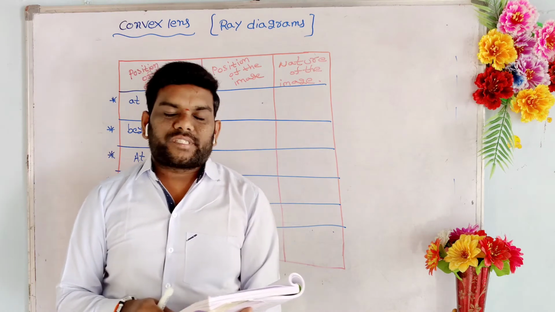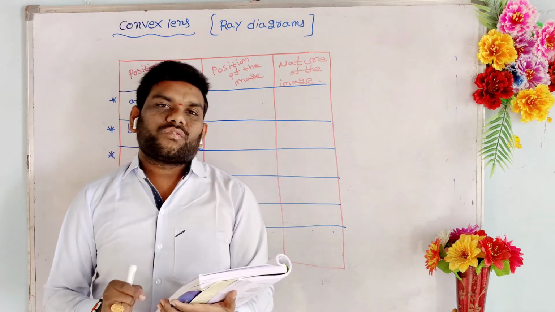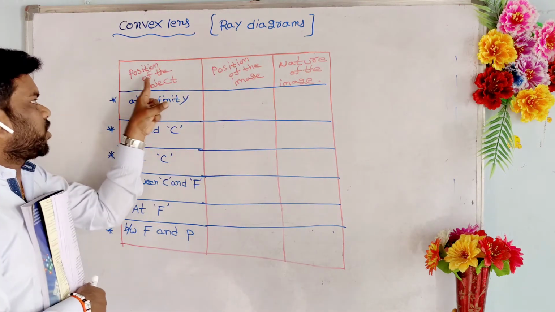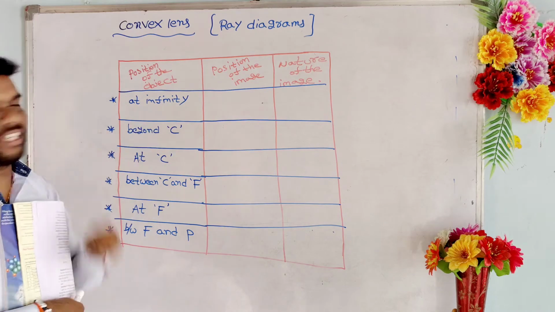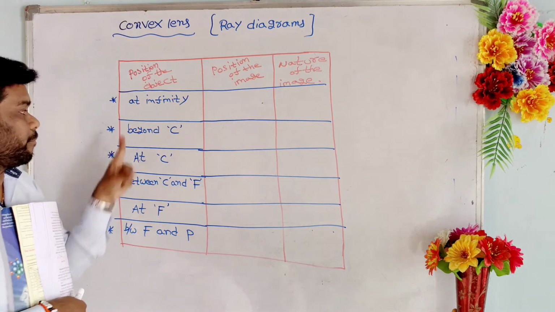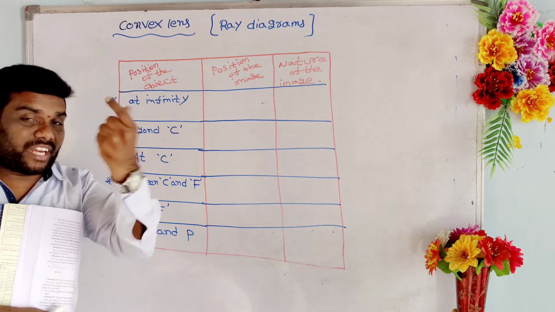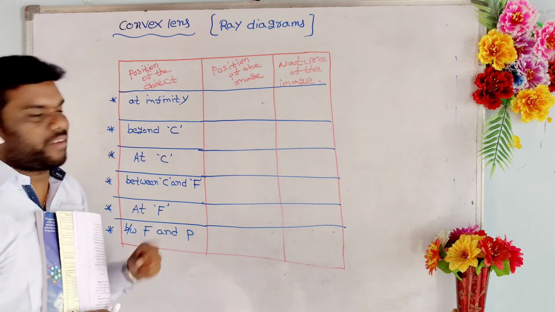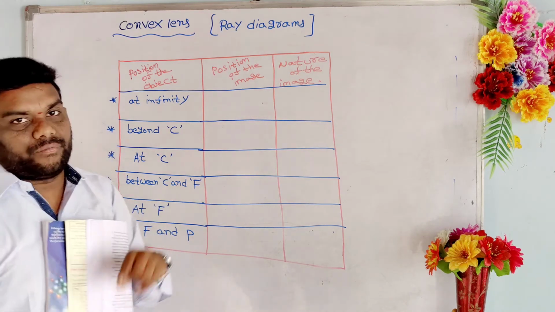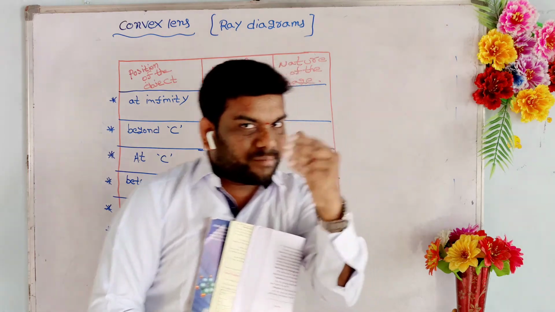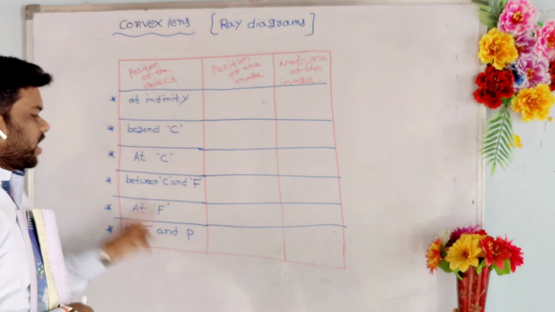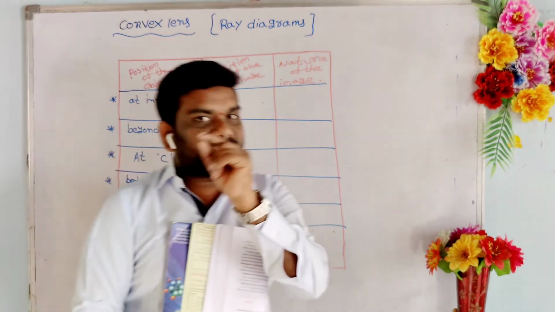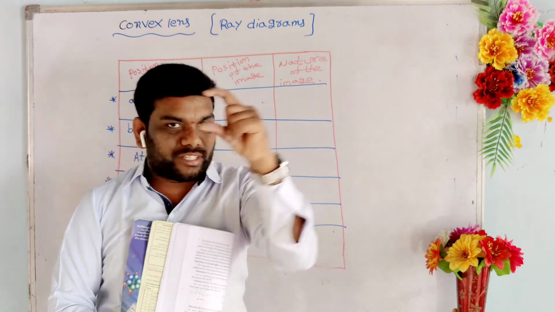How to draw ray diagrams for convex lens? First, what is the information of convex lens for ray diagrams? Look once. Position of the object at infinity. Position of the object beyond C, it means center of curvature, either 2f1 or 2f2. At C, exactly at the center of curvature. Between C and F. At F, exactly at focus. Between F and P, that means pole, optic center.